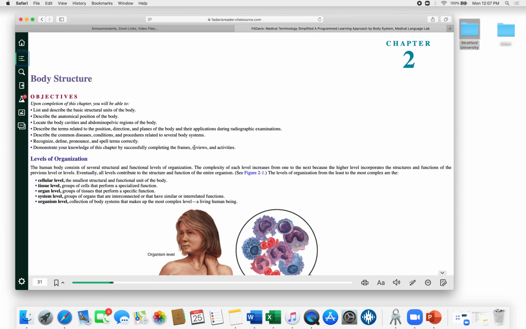Up is no longer up, it's superior. Down is no longer down, it's inferior. Left is left lateral, right is right lateral. Things of that nature. Now, common diseases, conditions, and procedures related to body systems, not as much. And pronunciation and spelling and all that will be in your medical language laboratory exercises. Okay? So let's jump right in.